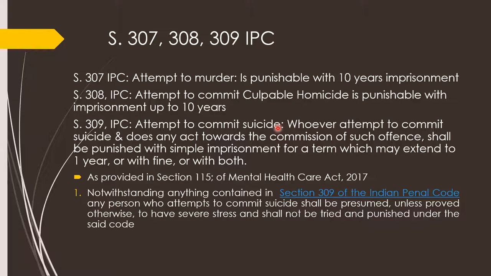But on passing Mental Health Care Act 2017, it should be considered that the person who attempts to commit suicide has been under severe mental stress. So he may not be punishable or he should not be tried under section 309 IPC. Otherwise, in other terms, the attempt to commit suicide is not punishable after 2017.